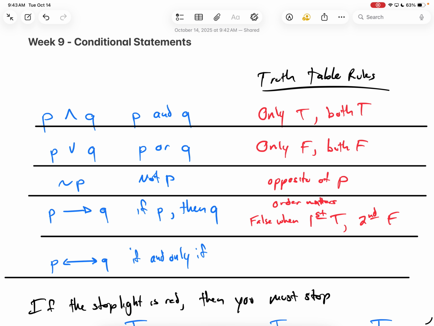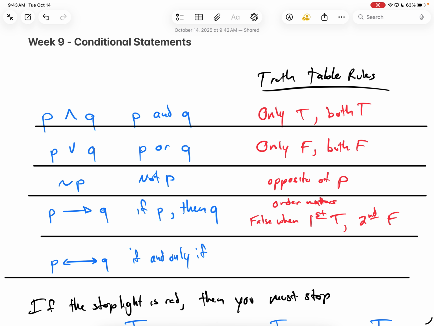The order of the first two does not matter because if they're both true, the order doesn't matter. If they're both false, the order doesn't matter, right? But the order of this one matters, and that's what makes this one like the trickiest one because you have to pay attention to that. So it is only false when the first is true and the second is false.